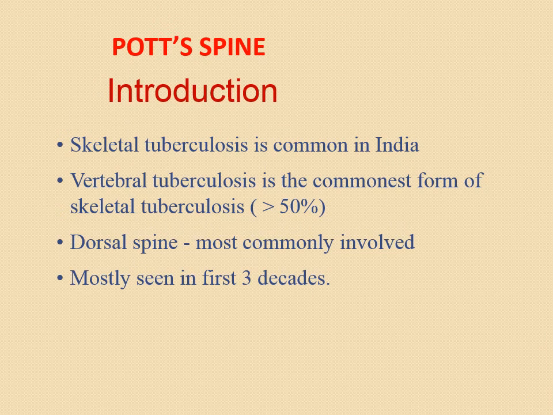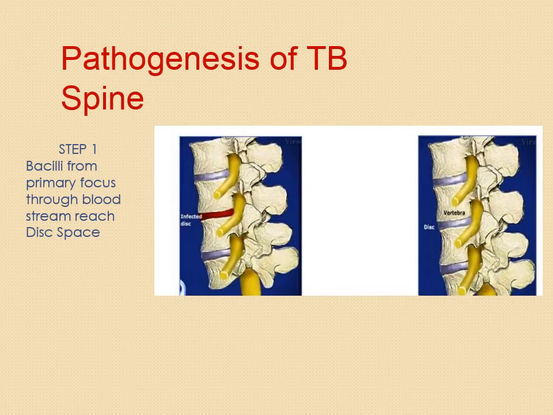Now we come to Pott's spine, or TB spine. Now coming to the introduction. Skeletal tuberculosis is common in India. Vertebral tuberculosis is the commonest form of skeletal tuberculosis, more than 50%. Dorsal spine is most commonly involved, mostly seen in the first 3 decades.